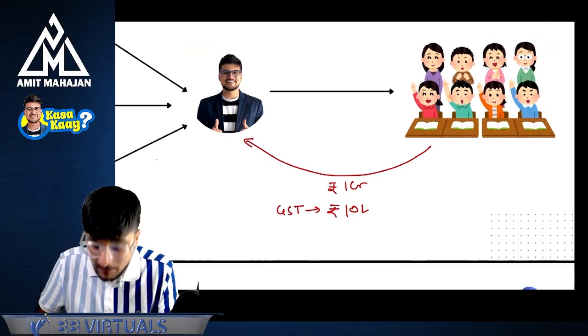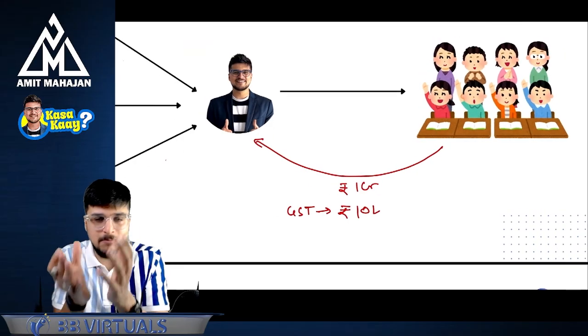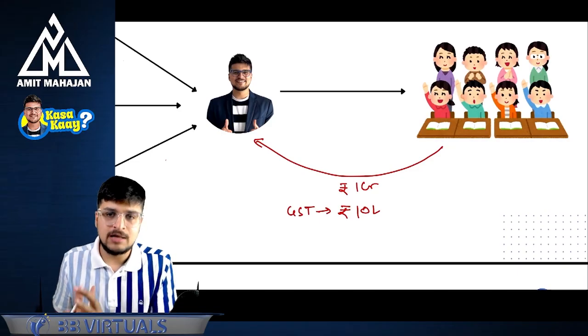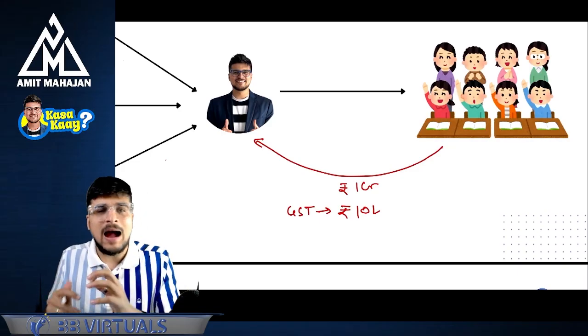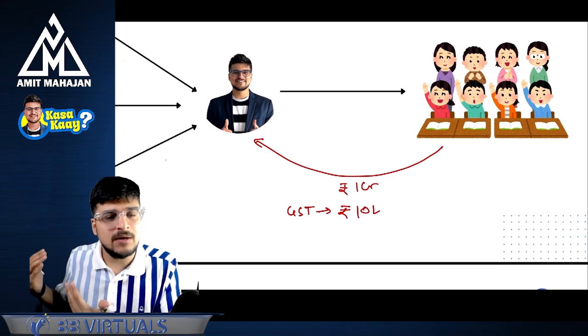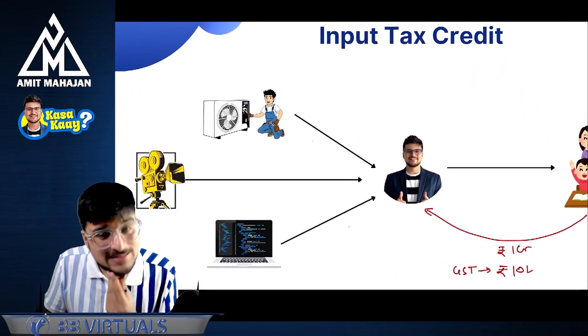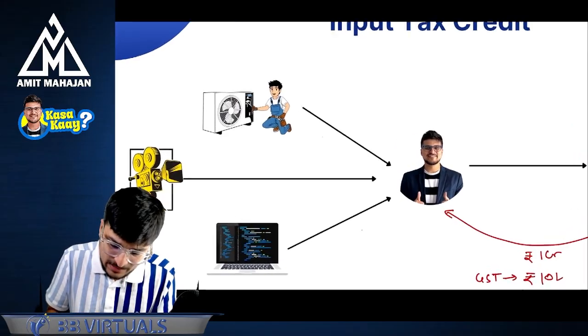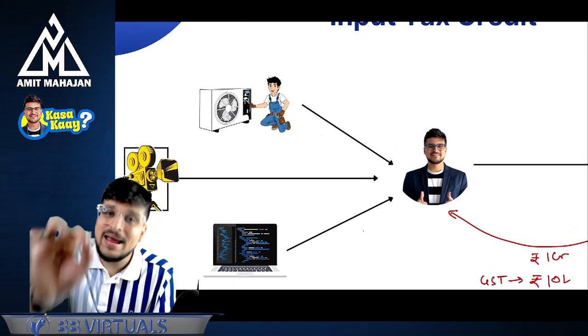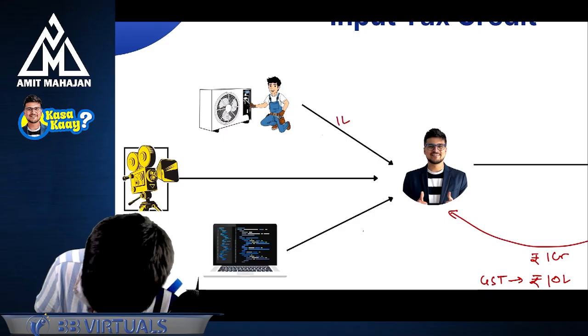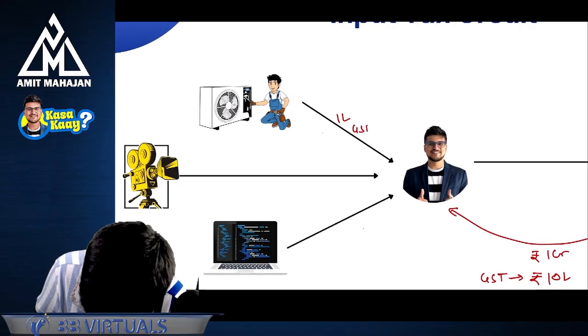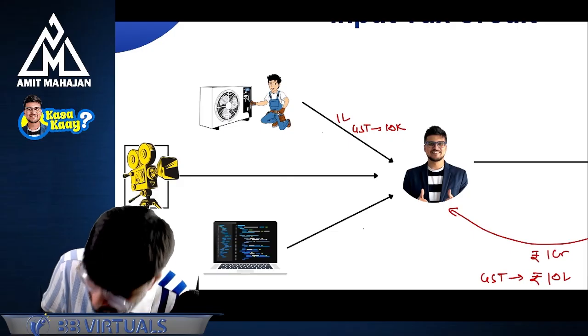Yes, perfect. For giving this service, I'm making a video in front of you. Don't you think I must also be having some inward supplies? Of course, yes, because I will need an AC to sit in a room, correct? So I will need an AC. I will buy that AC for 1 lakh rupees, where the GST component is 10,000.